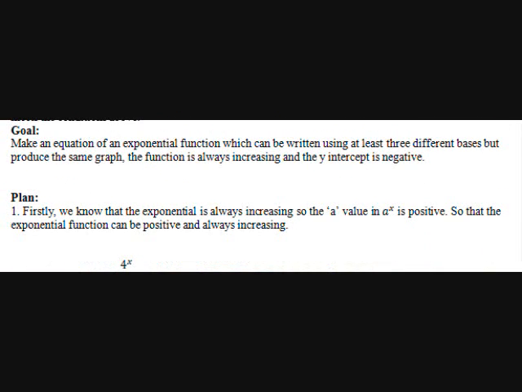So the goal for this is to make an equation of an exponential function which can be written using at least 3 different bases, but produce the same graph. The function is always increasing, and the y-intercept is negative.